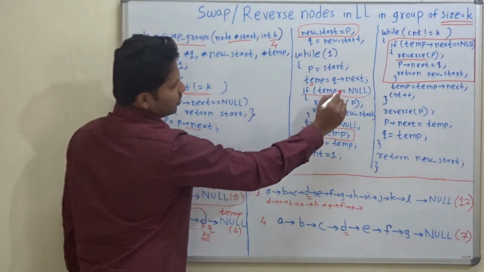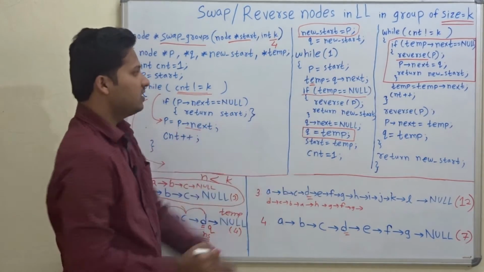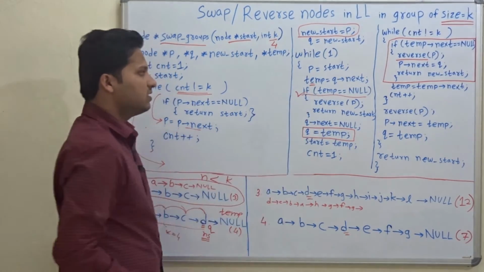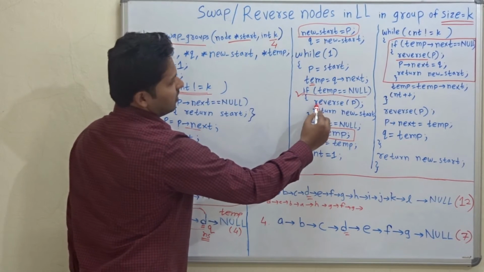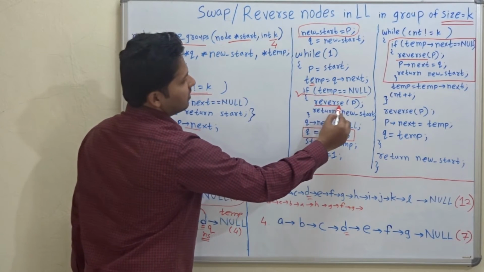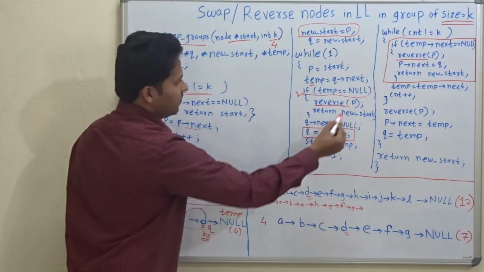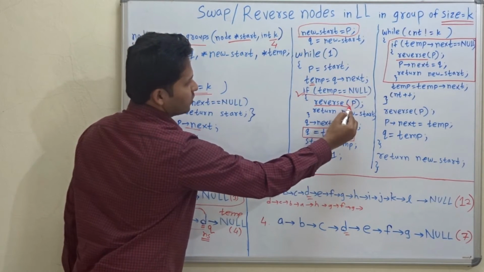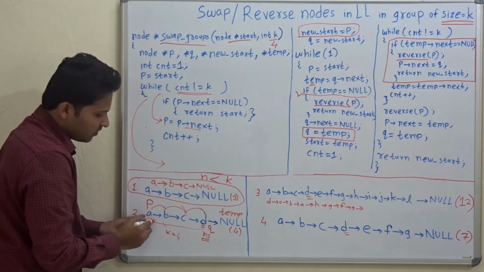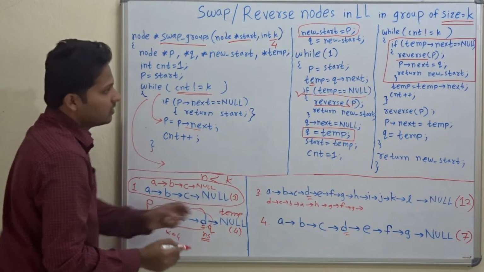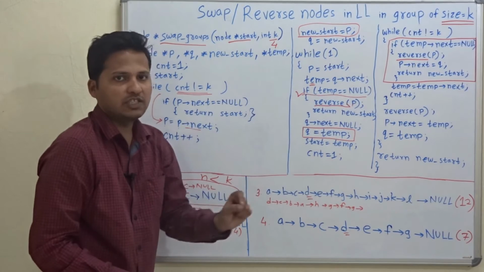If temp equal to null, yes, this condition is satisfied now because temp has become null. Then we make the linked list reverse. So reverse of p. P means the starting of this linked list. So we reverse this linked list.